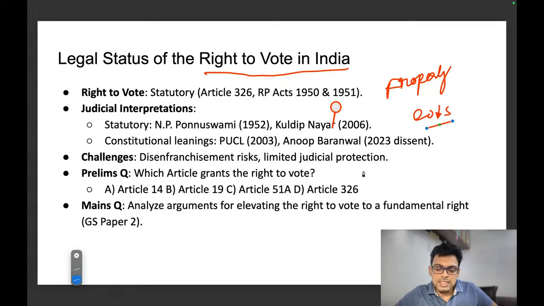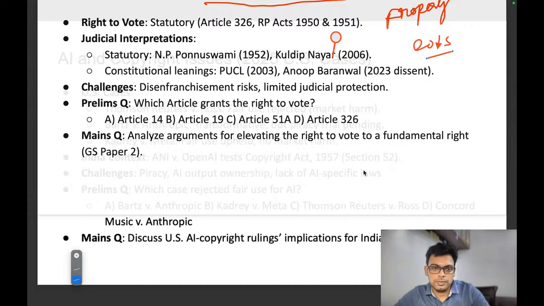UPSC syllabus GS2 paper: right issues, constitutional provision, election, judiciary role, electoral laws, and then GS4: ethical governance, democratic participation, transparency in election. If we see from the prelims perspective, then fundamental right, statutory right, electoral laws, RPA Act, Article 326. All right. So, next one is AI and copyright issues.